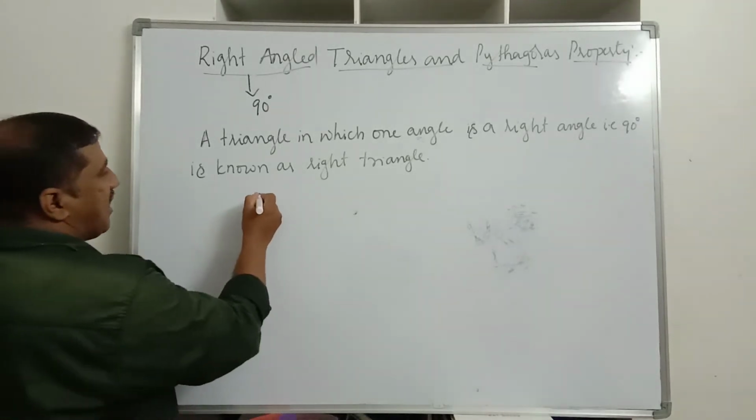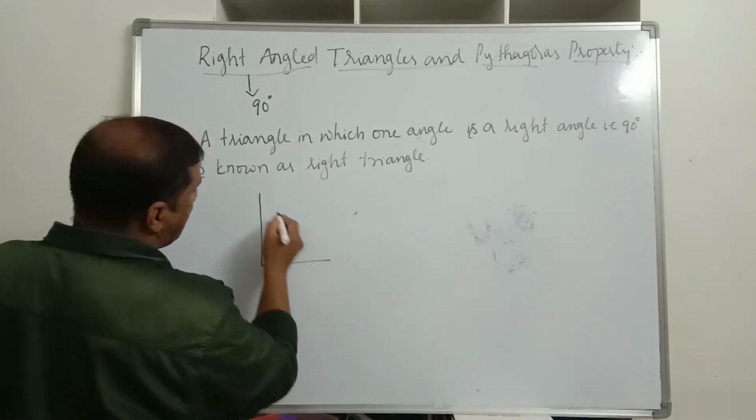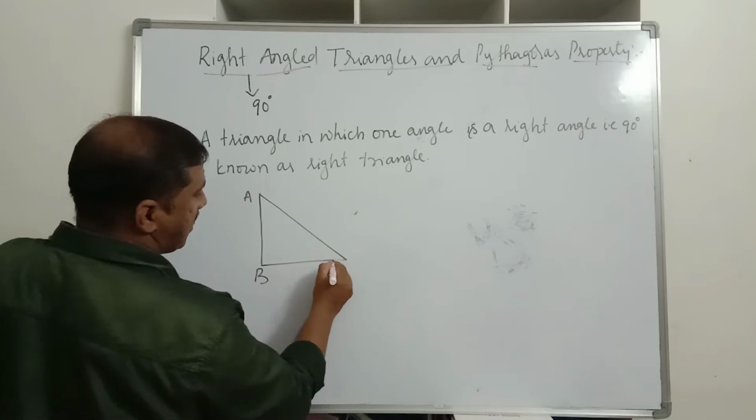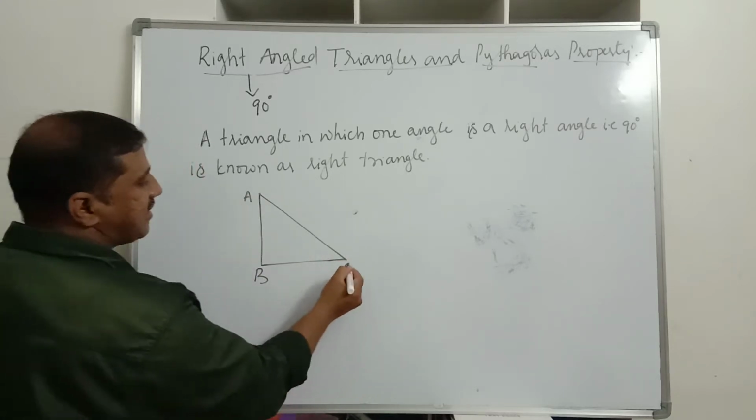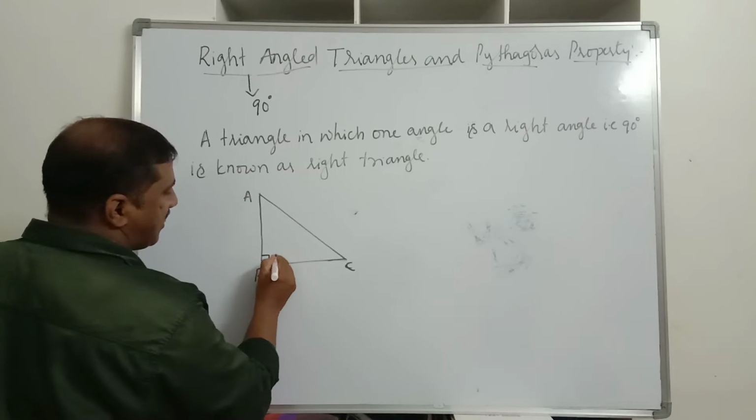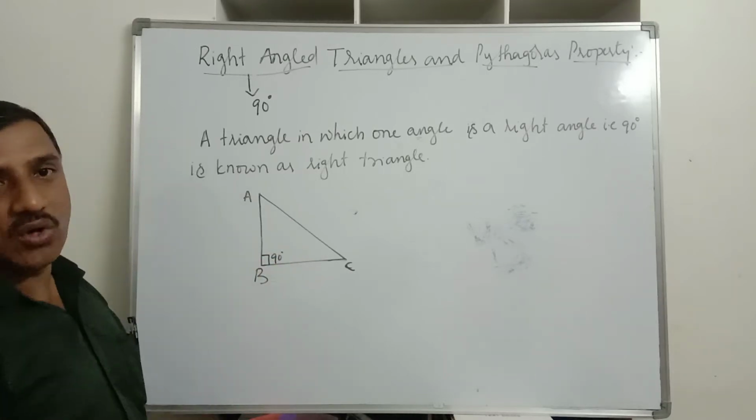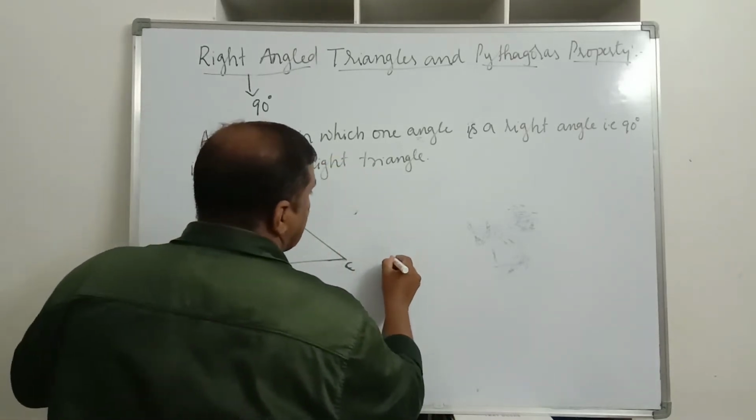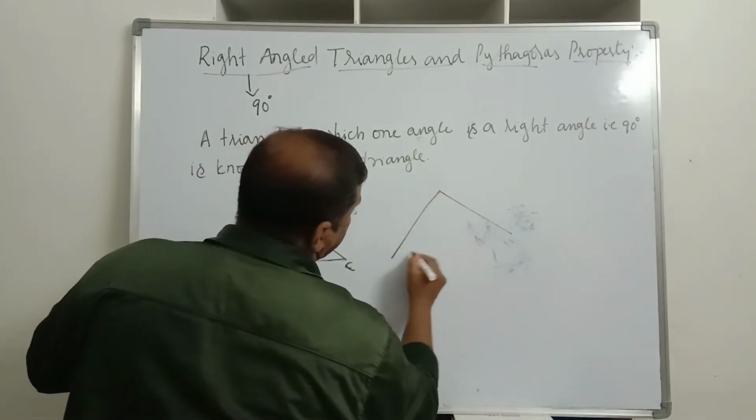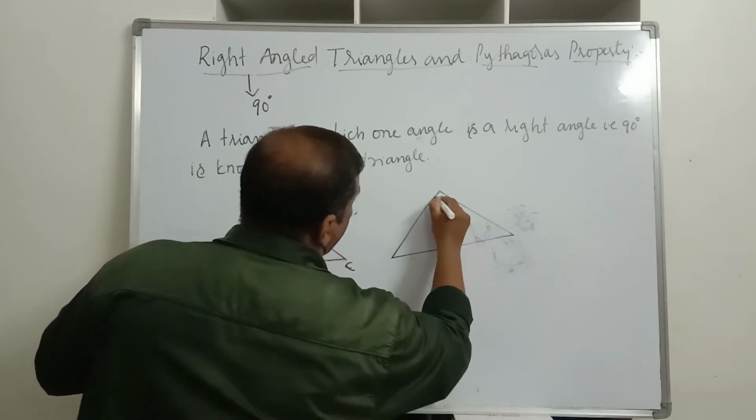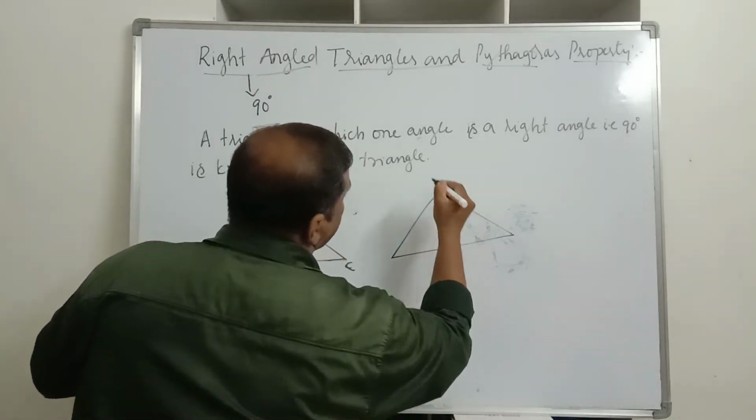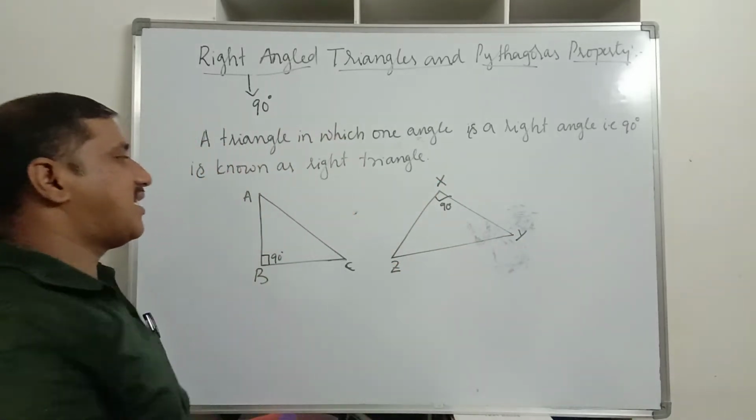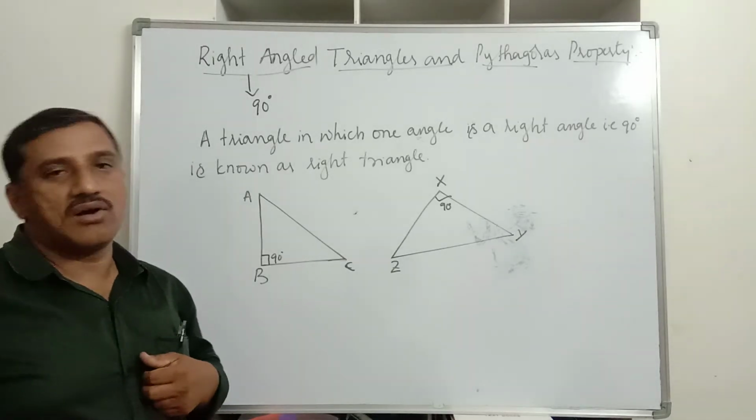So the figure for a right angled triangle is like this, a simple figure. Let it be triangle ABC. Here, triangle ABC is a right angled triangle and this angle is 90 degrees, that is, angle B equals 90 degrees. You can represent one more triangle like this, taking the vertices as X, Y and Z, triangle XYZ in which angle X equals 90 degrees.